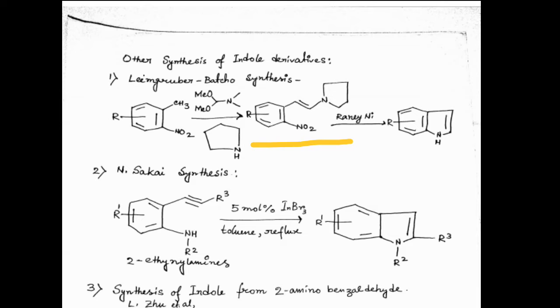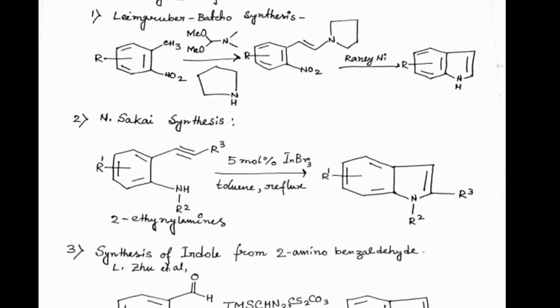Now this is not the final product. Whenever a reduction reaction is needed, as you know, Raney nickel is one of the common reducing agents used for organic reactions. So Raney nickel is used to reduce the intermediate, and finally we get the substituted indole. R represents the substitution. Now go to the next one, that is Sakai synthesis.